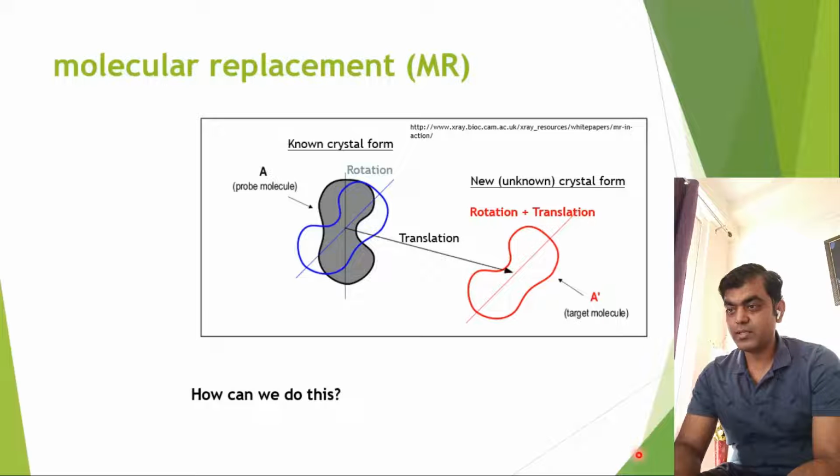So just an example of what I mean by rotation. You see here, this is a known crystal form, right? And my crystal, what I'm trying to do, is something different. You see here, it is slightly different.